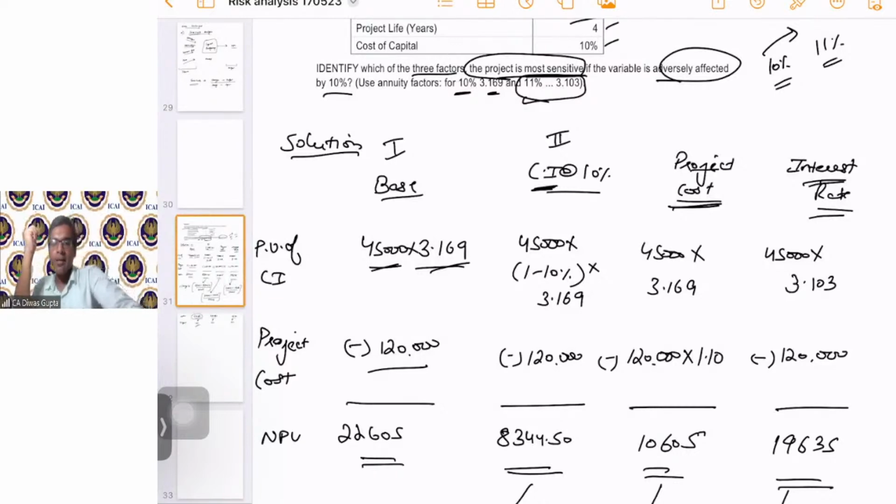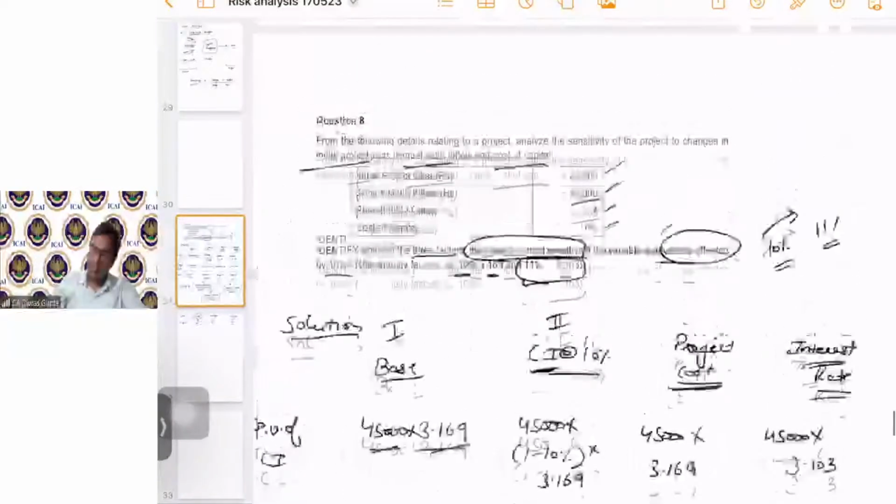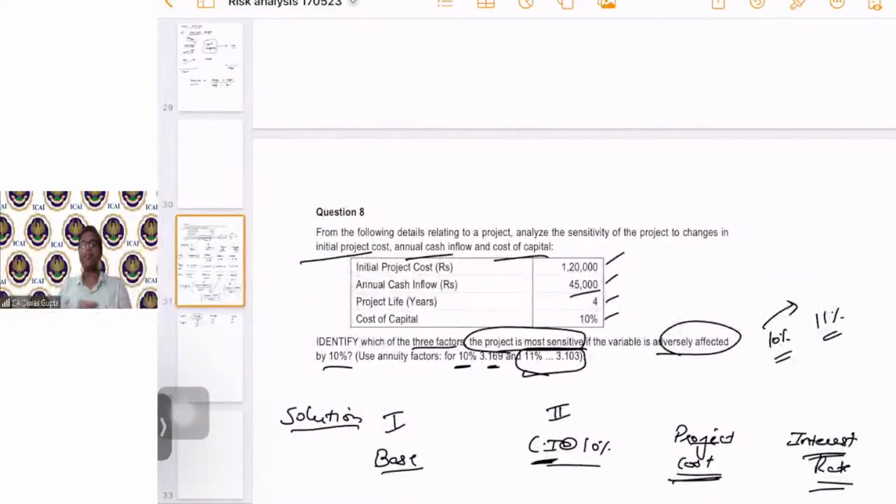Okay, Bhumika is saying, please can you explain this question in brief? Okay, I will explain it. So Bhumika, see, the question first of all said that there is one analysis on the base case. Base case means you assume nothing is going to change. Whatever is given in initial project cost, you assume that. Whatever is given in annual cash inflow, you assume that. And basis that, you arrive at some NPV.